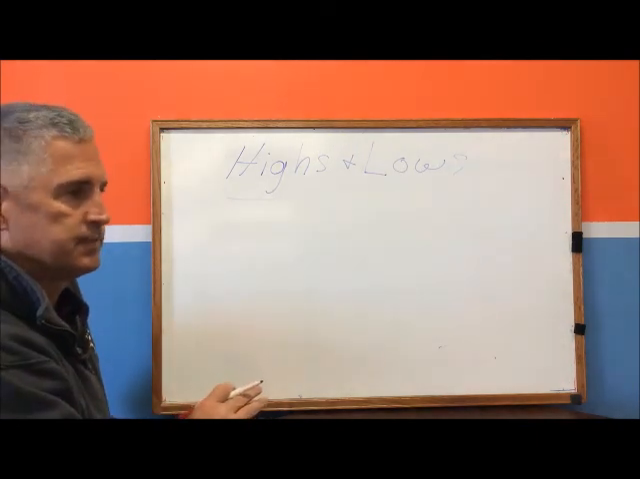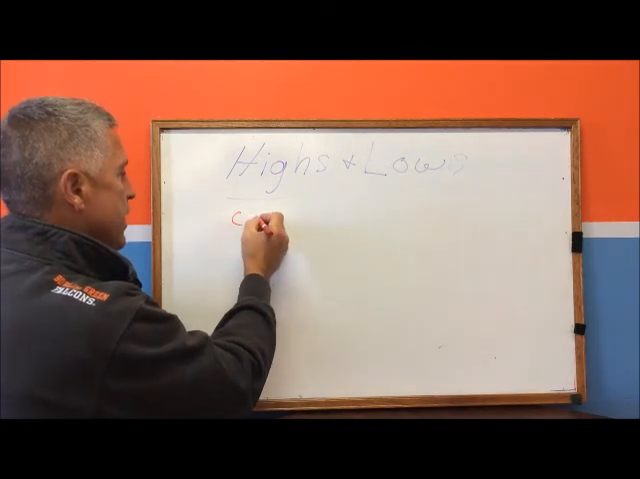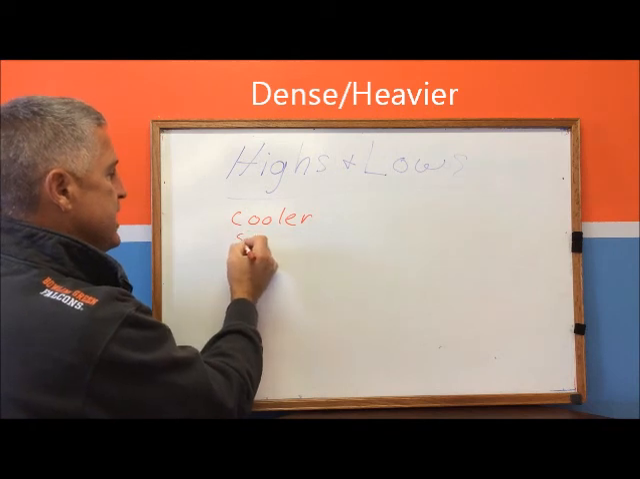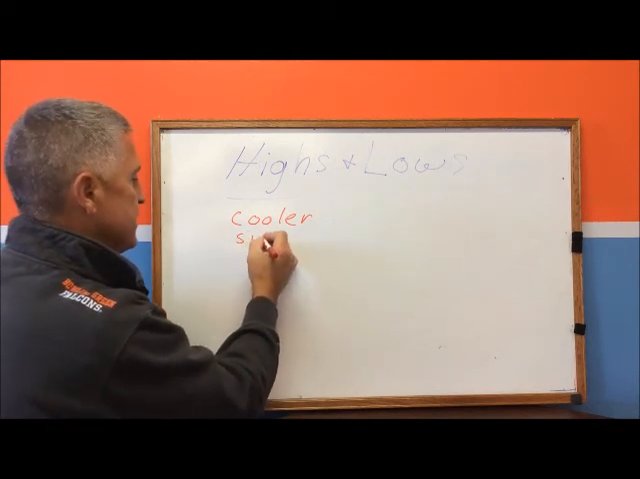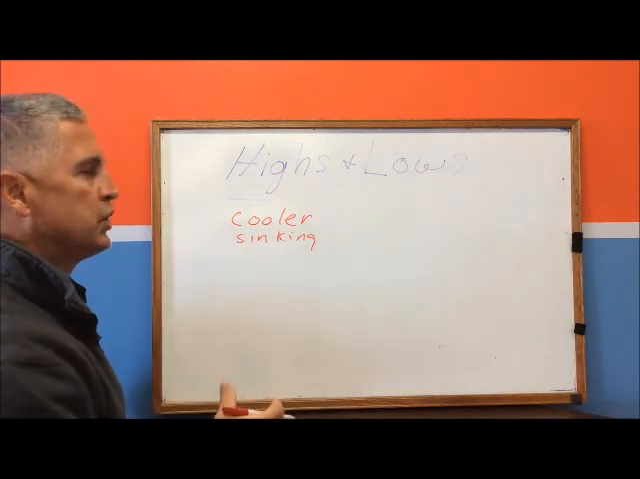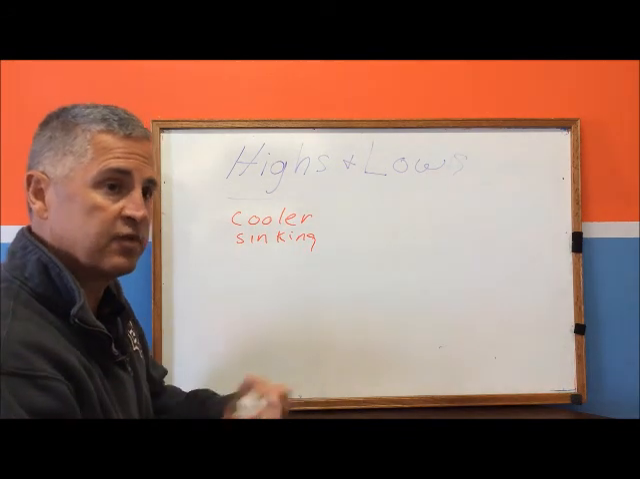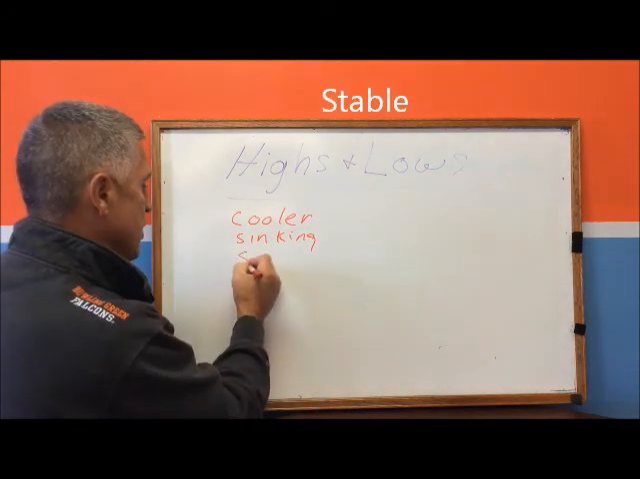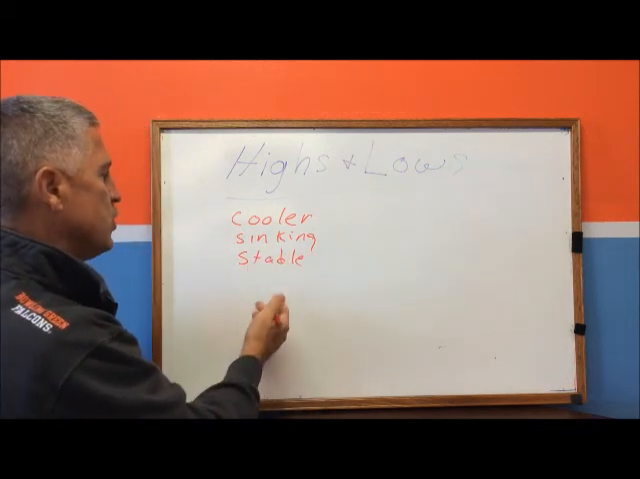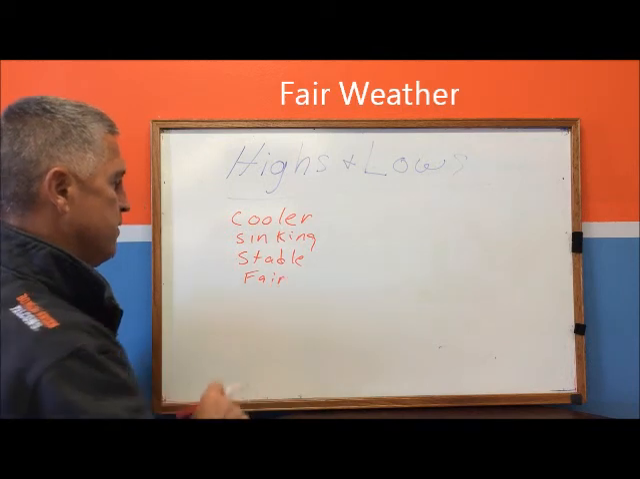What is high pressure? High pressure is generally cooler air. Because it's cooler, it's more dense, so it's sinking. Because it's cooler, it's more stable. Think of something that's warm as more volatile, and cooler as more stable. And because it's stable and cooler and sinking, it's generally associated with fair weather.